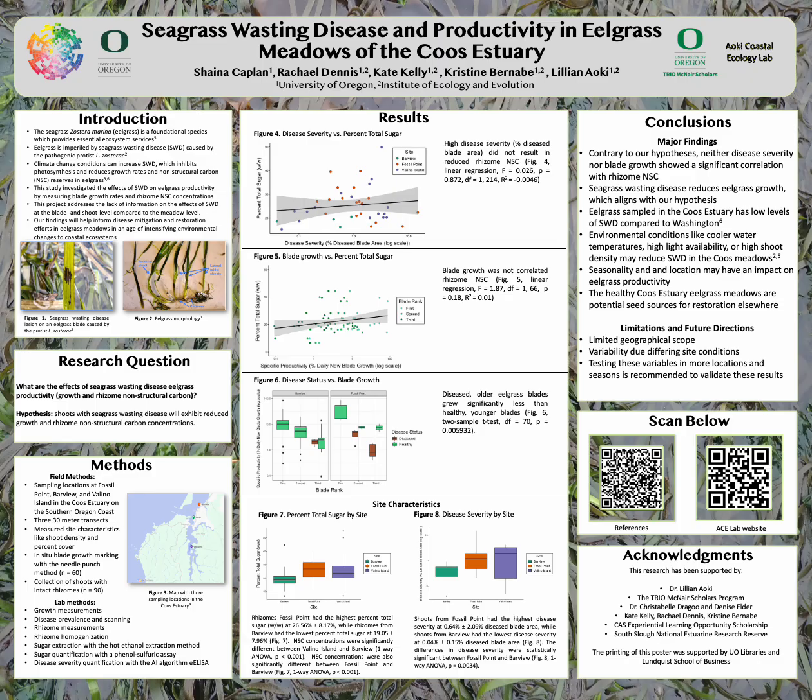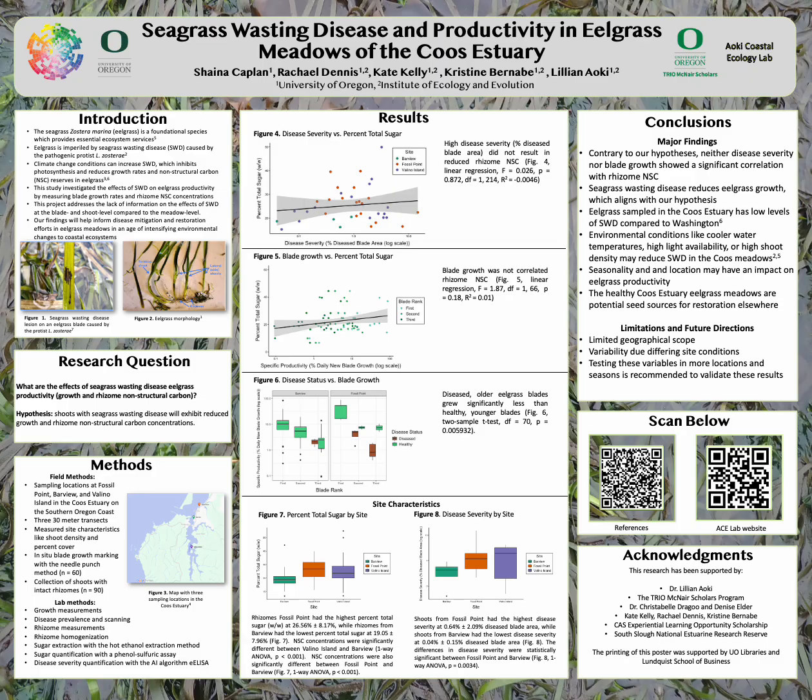Also, Figure 6 shows older diseased blades grew significantly less than younger non-diseased blades. In this figure, blade rank refers to the age of the blade, with first being the youngest and third being the oldest. On the y-axis, specific productivity is on a logarithmic scale.